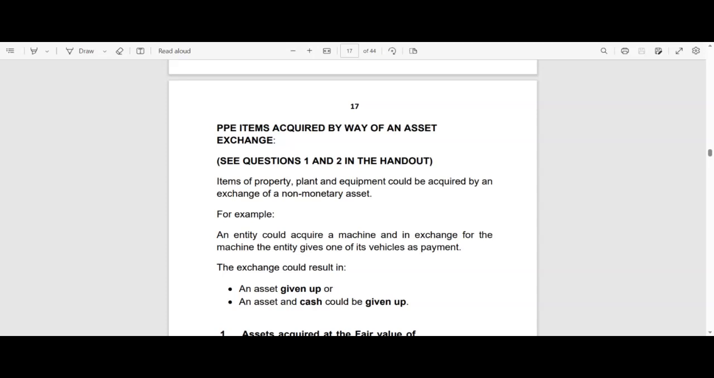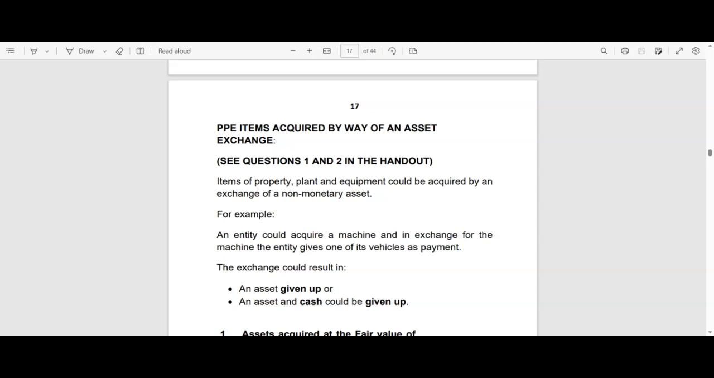Now, there's the fourth step, ladies and gentlemen: calculate the profit or loss on the exchange of assets. So our fourth step is to calculate and record any profit or loss on the exchange of assets. We are going to call that account either profit on exchange of assets or loss on exchange of assets.